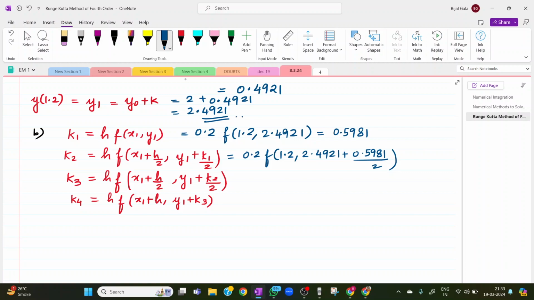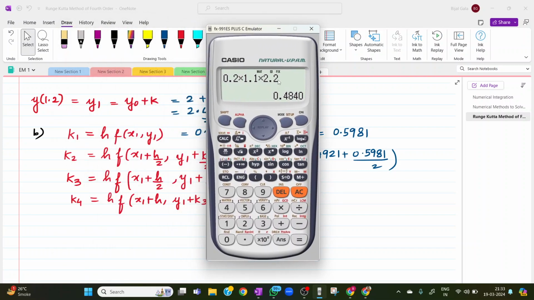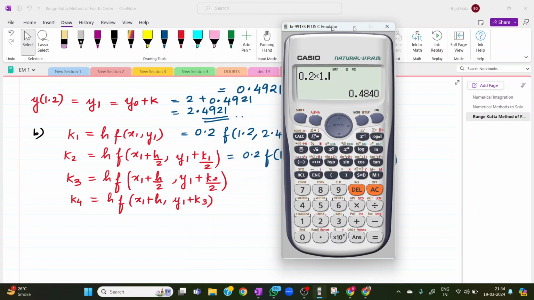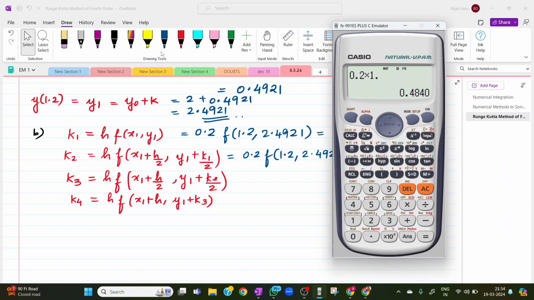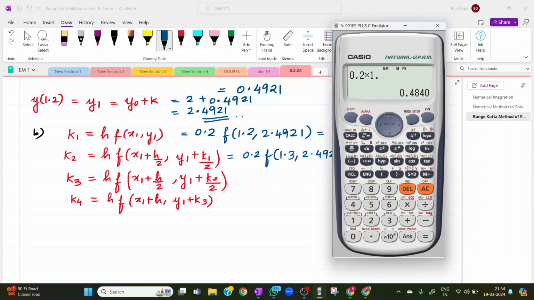The value is coming out different here, and both of you are getting the same value. Let's check. 0.6579. Okay, the book is giving some other value. I'll just check. Okay. So we have 1.2 right here. 1.2 plus h by 2, right? I think it should have been 1.3. Yes. This will be 1.3 here. Okay. So I think all of you made the same mistake.